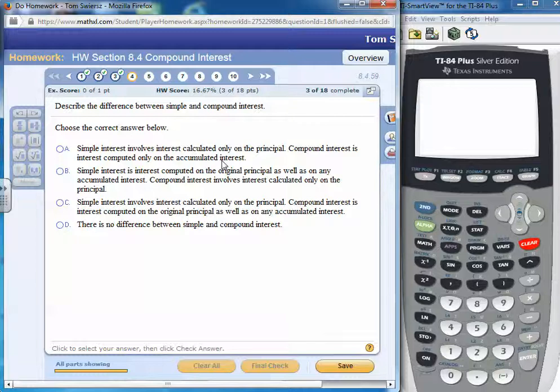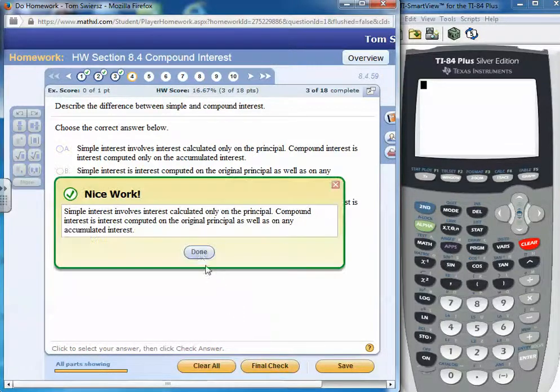Describe the difference between simple and compound interest. Again, simple interest involves interest calculated only on the principal. Okay, you just calculate on the principal, whereas compound interest is interest compounded both on the original principal as well as the accumulated interest. So of these choices, choice C is the correct one. Simple interest is interest calculated only on the principal. Compound interest is interest computed on the original principal as well as the accumulated interest. You make interest on interest for compound interest.